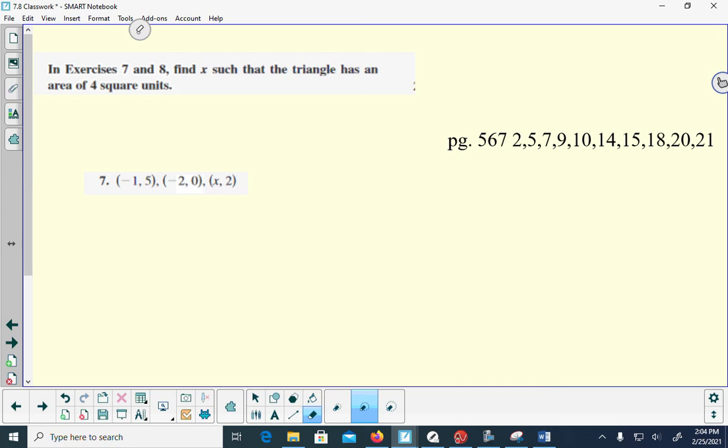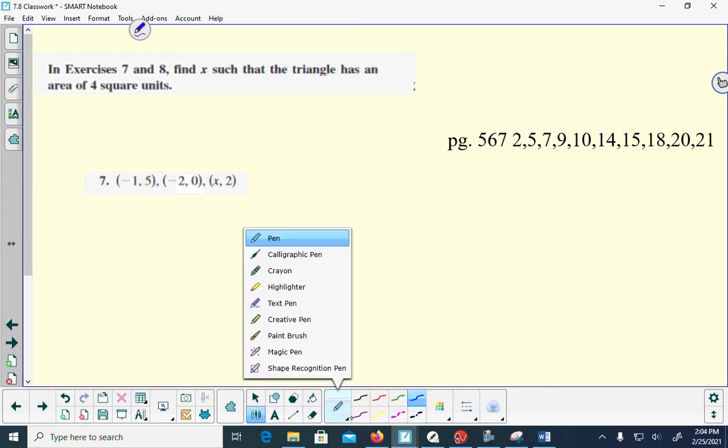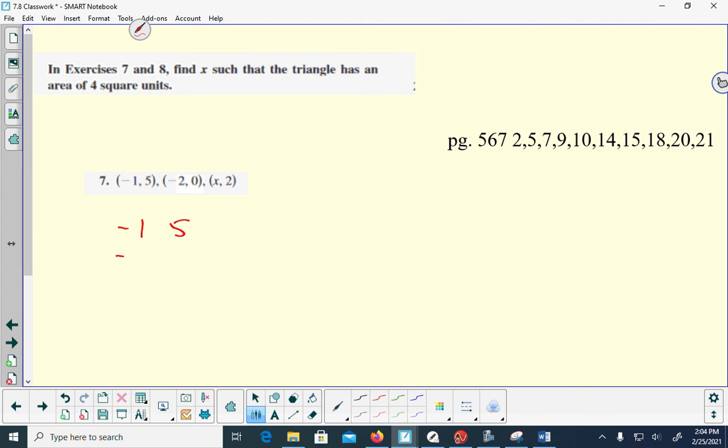Okay, number 7 says find x such that the triangle has an area of 4 square units. So the first thing I'm going to do is find the determinant of these points and then figure out what I'm going to do with the 4 square units later. So I'm going to have negative 1, 5, negative 2, 0, x, 2, column of ones.